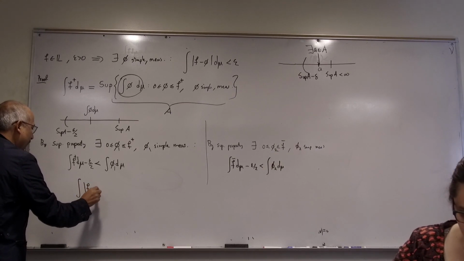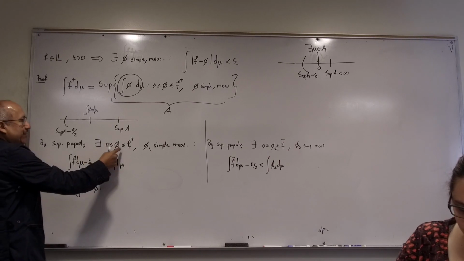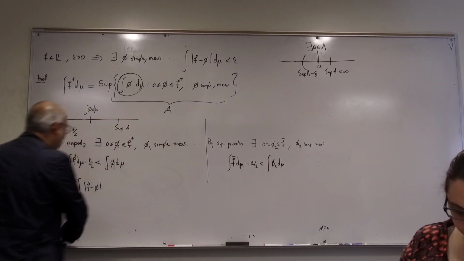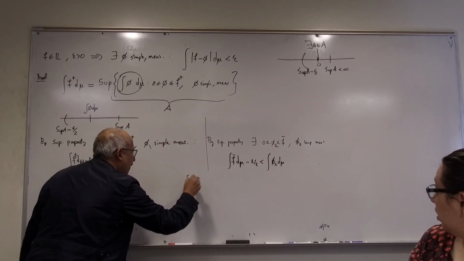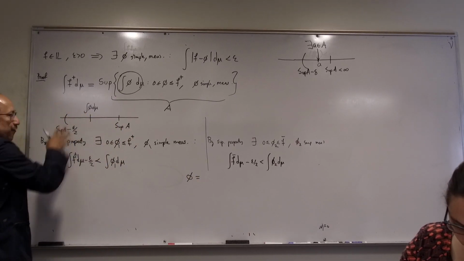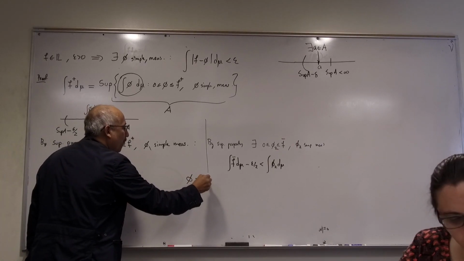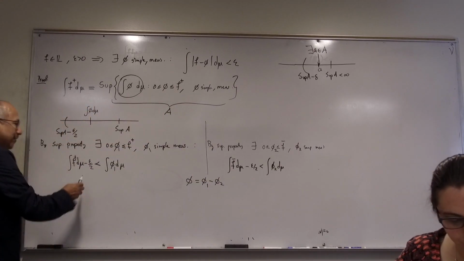f minus phi. By the way, the function that existed here was phi_1. The function that existed here is phi_2. Guess what my function is going to be? Consider phi equals, look, f equals f plus minus f minus. So what's going to be the phi that I'm looking for? phi_1 minus phi_2. Perfect.